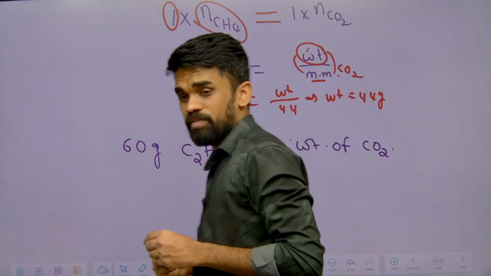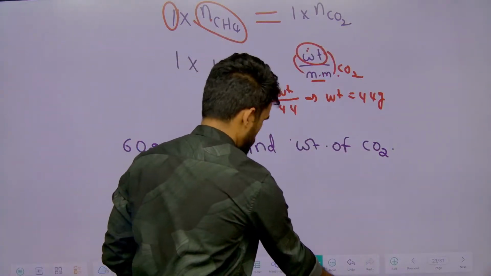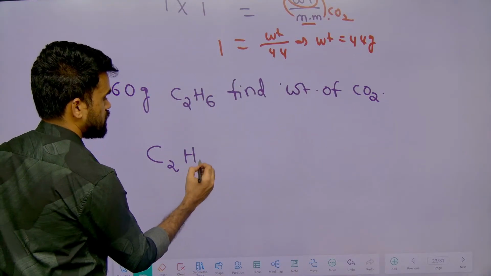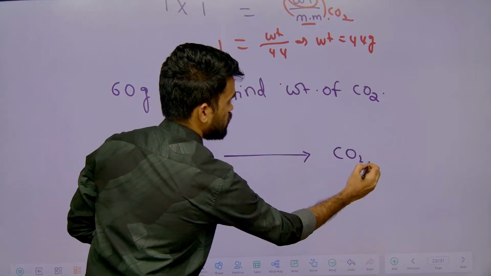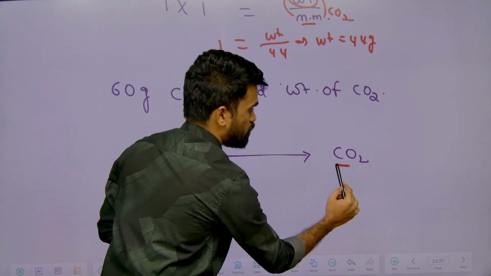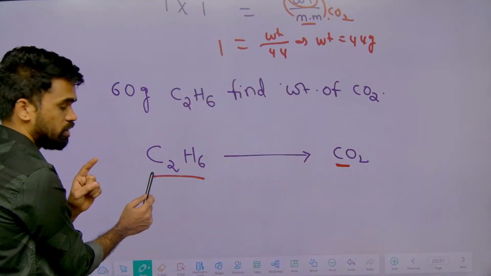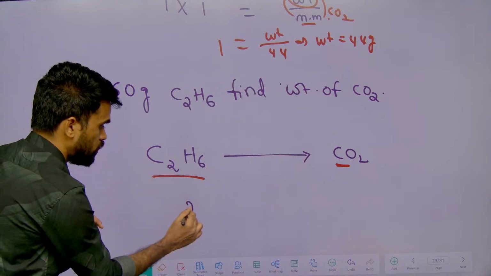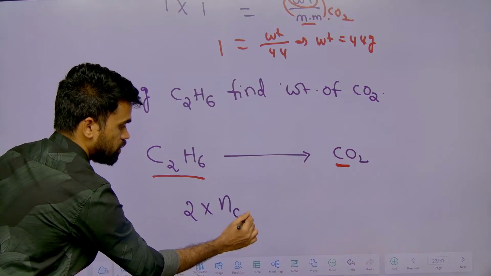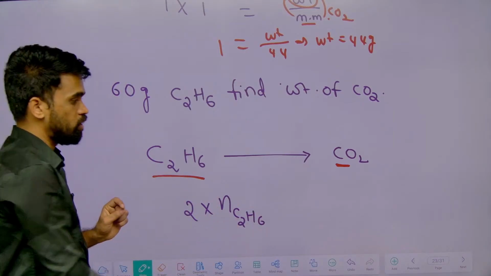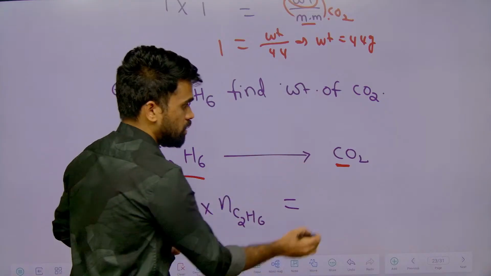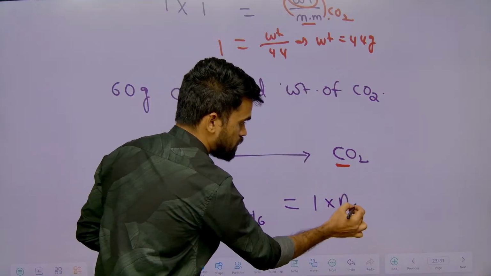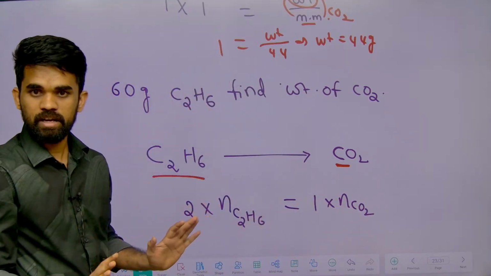88. Everyone same answer? Yeah. So how are we doing this, tell me? Just don't balance anything. Just write like this, C2H6 gives CO2. Whatever carbon we require for formation of CO2 is completely coming from ethane only. Ethane has how many carbons? So 2 into number of moles of ethane equals, this side in the CO2 molecule how many carbons are there? 1. So 1 into number of moles of carbon dioxide. Done up to here? Yes.